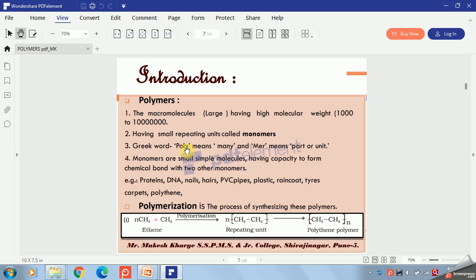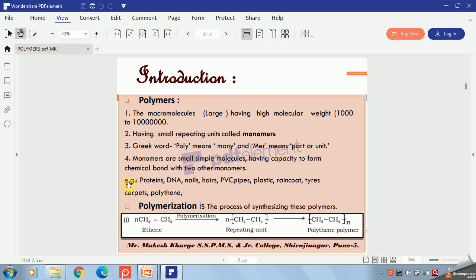So why the word is polymer? Poly means many and mer means part or unit. So it is a Greek word. So what are monomers? Monomers are small simple molecules having capacity to form chemical bonds with two other monomers. For example, protein, DNA, nail, hair, PVC pipe, plastic, raincoat, tire, carpet, polythene. These are some examples of polymer.